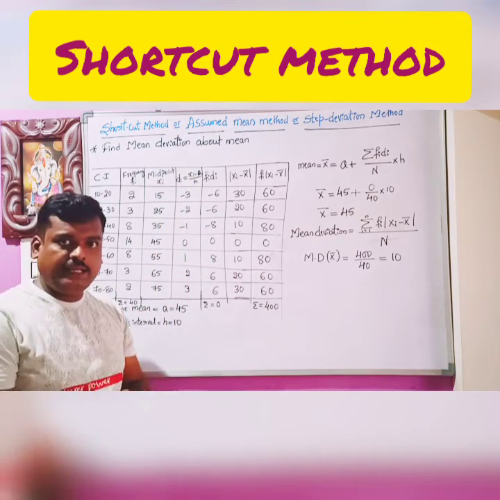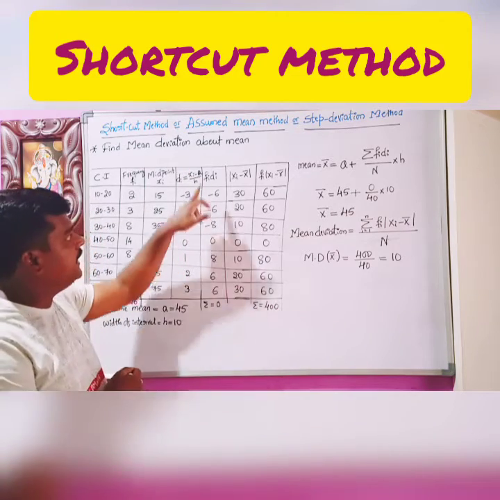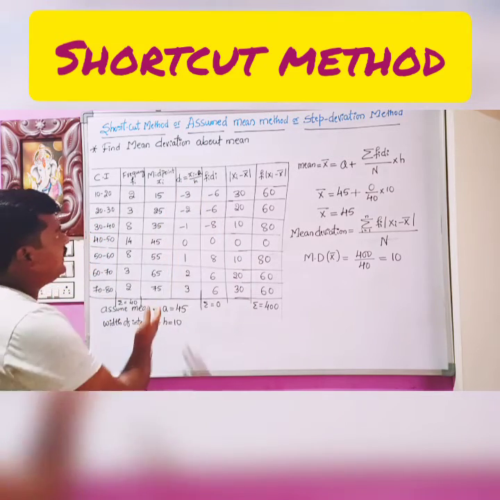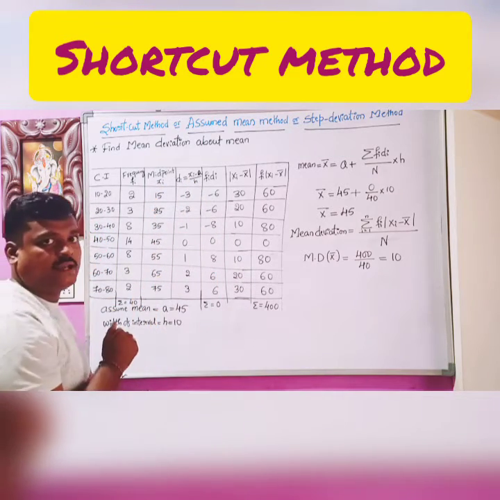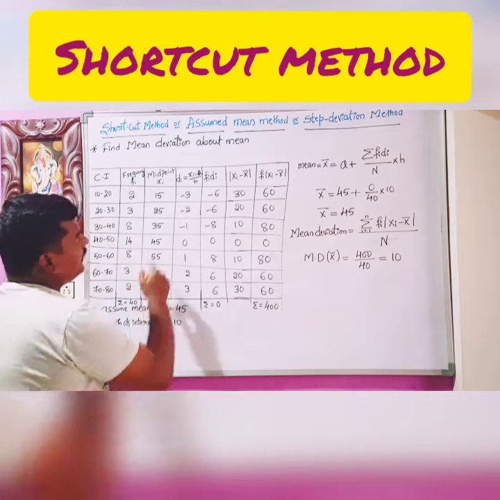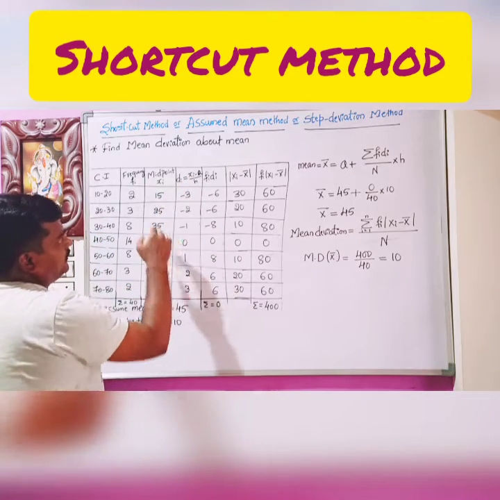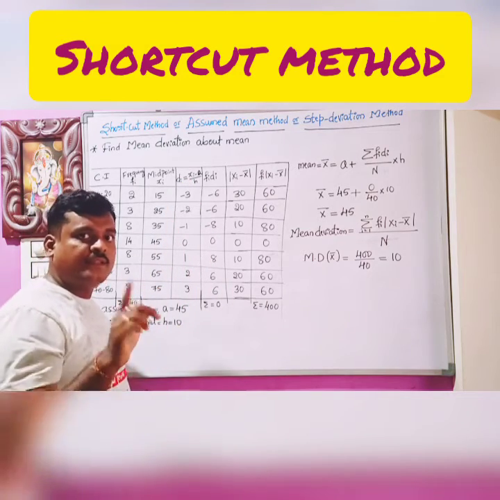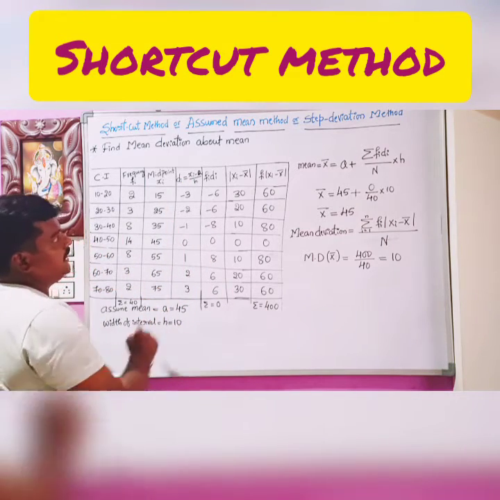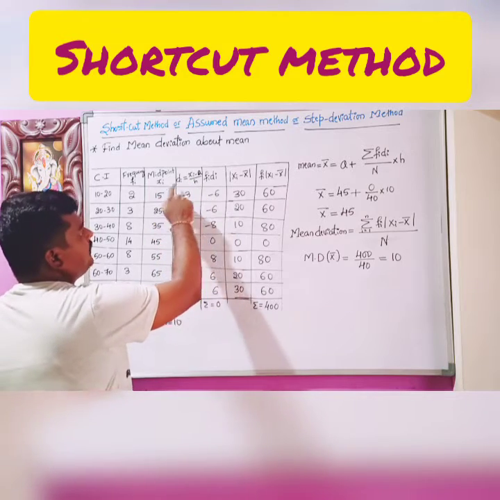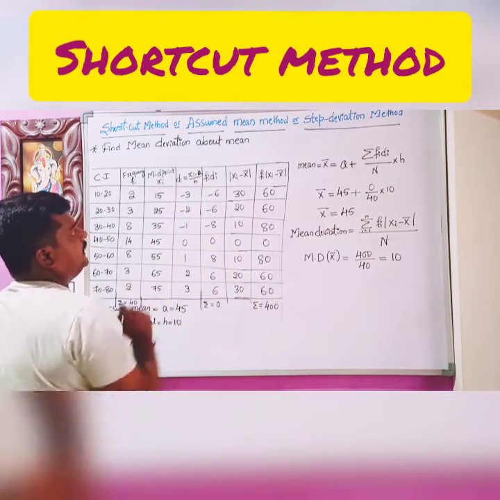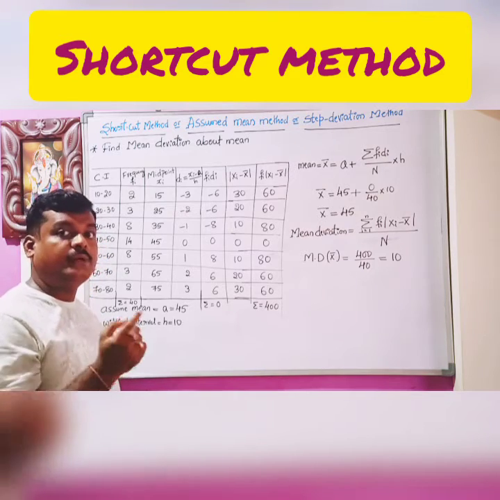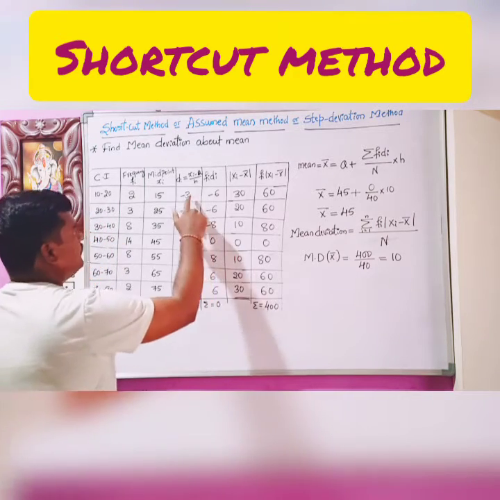Xi minus a divided by h. What is a? A is the assumed mean. Xi is the corresponding values, that is, the midpoints of a class interval. A is fixed at 45, and h is also fixed, it is 10. Use this one: 15 minus 45 divided by 10. 15 minus 45 is minus 30, divided by 10, minus 3.